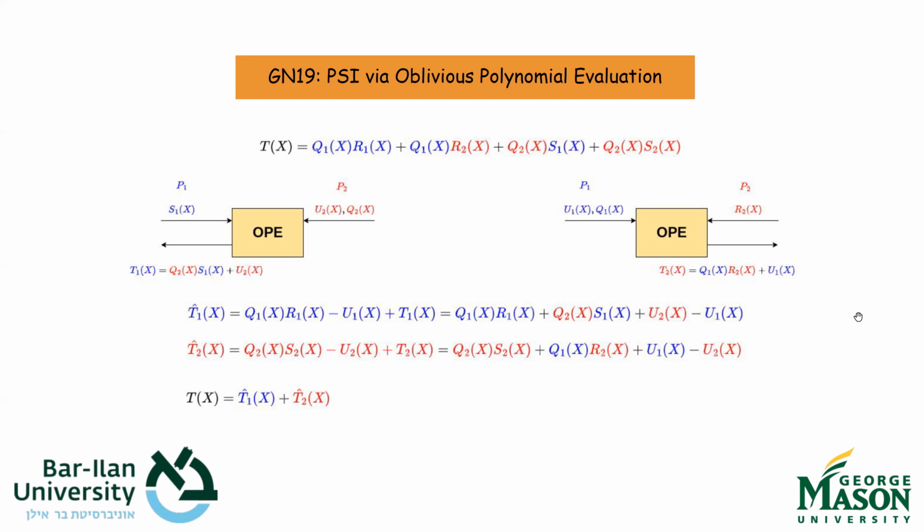After obtaining T1 and T2 respectively, the parties use their local data to compute T1 hat and T2 hat. We can see that P1 only adds the blue polynomials to the equation, which is Q1 R1 minus U1, while P2 only adds the red ones, which is Q2 S2 minus U2. When adding T1 hat and T2 hat, T(x) is recovered.